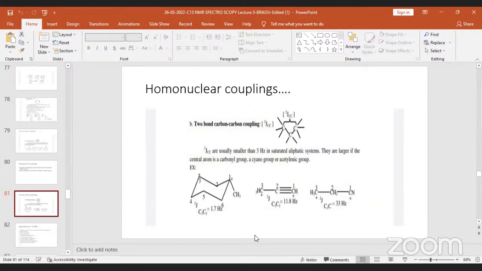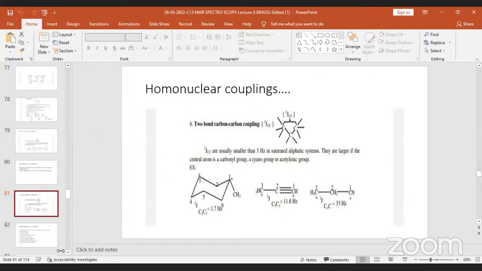Here C1, C3. What is C1? This is C1, C3. They are separated by 2 bonds, 1, 2. Therefore, this is a 2 bond coupling, and you see the coupling constant is only 1.7 Hertz. Here no double bond or triple bond is there. That's why it is less than 3 Hertz. Whereas here an acetylenic group is there, therefore it is more. See this, it is shown by stars because they are enriched. Normally it will not be observed. They are shown by stars here also. They are labeled or enriched with carbon 13. Then you can observe couplings.